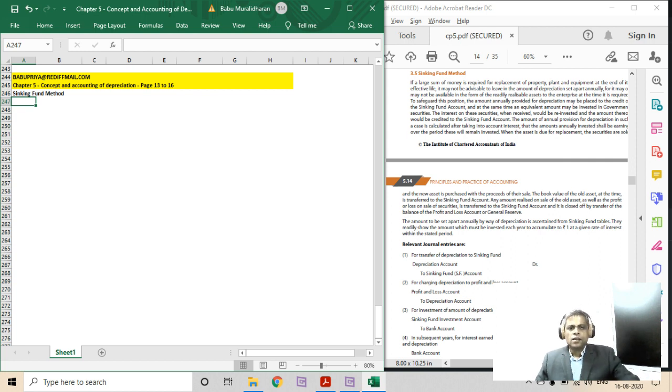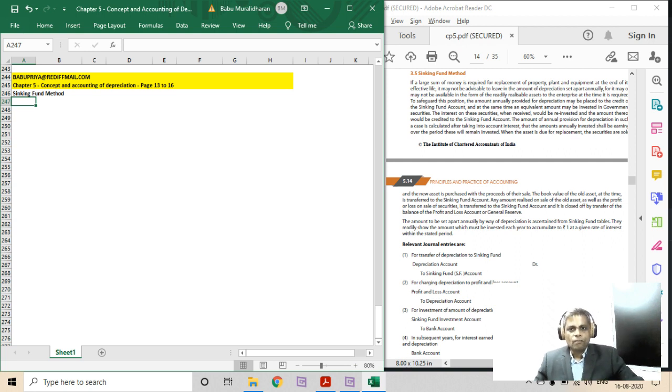We discussed in the last class what an annuity method is, right? In the annuity method, the value of money is appreciated, because assuming it is invested elsewhere, whatever interest it would have earned is also added to the depreciation, so that the money is available from the reserve account for replacing the asset. The sinking fund method is one step ahead of it.